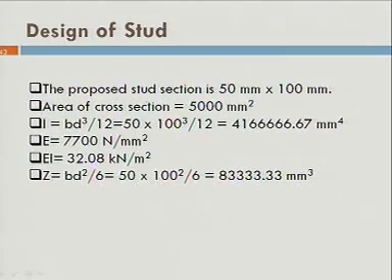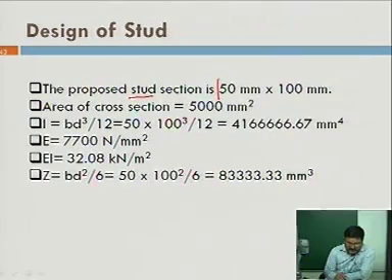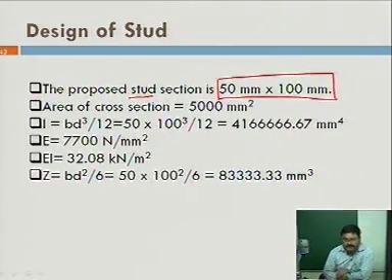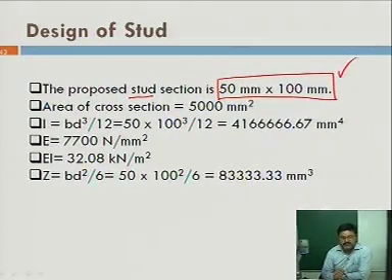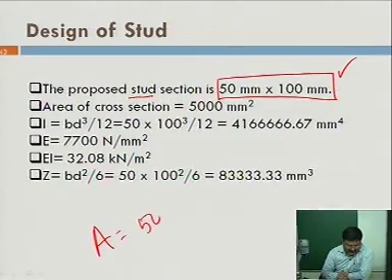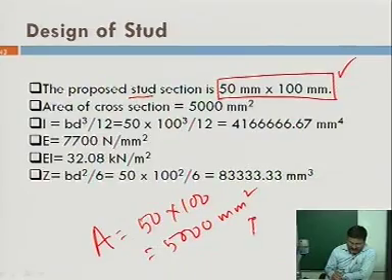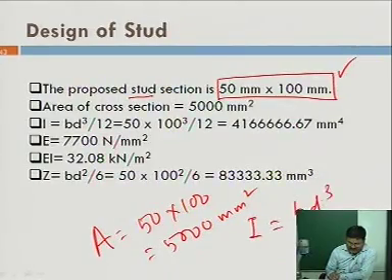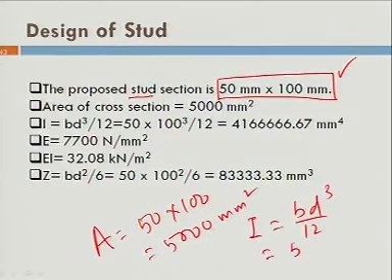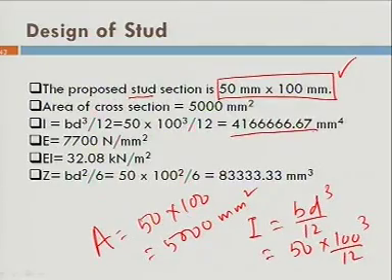Let's assume that the stud that we are going to use is 50 millimeter by 100 millimeter, because this section is already available with us. So let's try using this first. The area of cross section A is going to be 50 into 100, which is 5000 millimeter square. The moment of inertia I is BD cube by 12, which is 50 into 100 cube by 12, and you get a value of this.